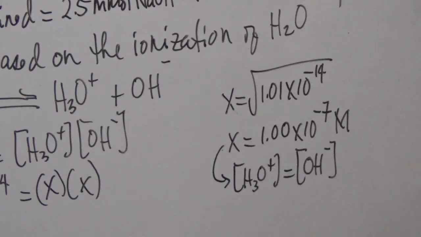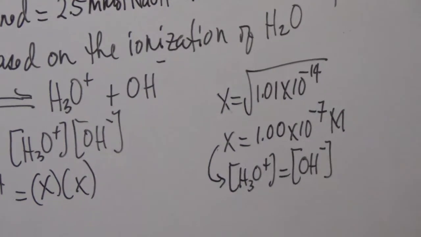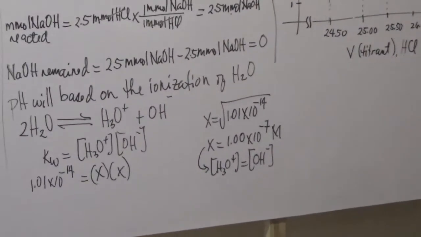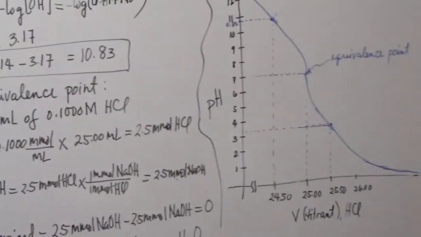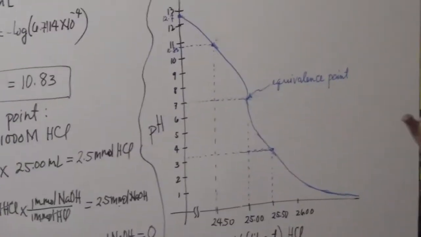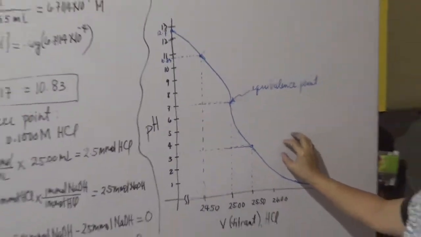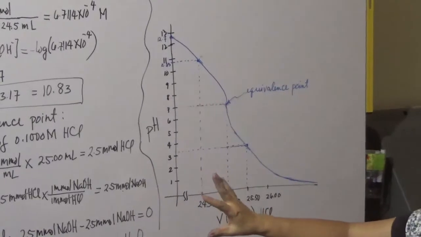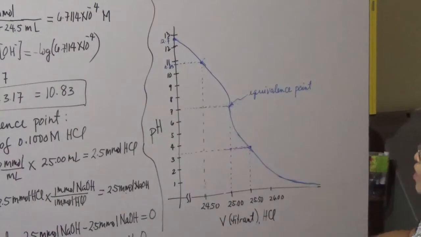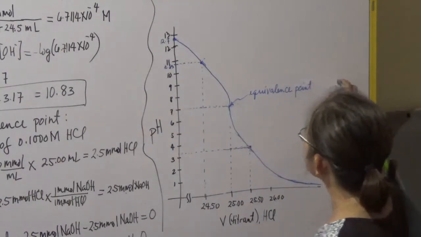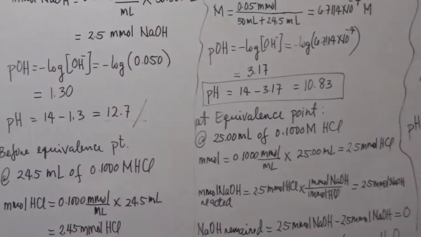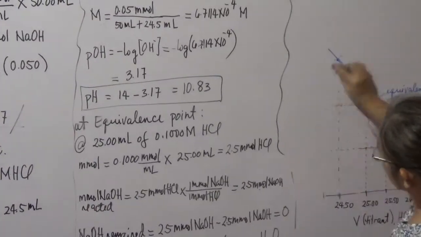I have no more space. What will I do? I'm going to clean the board. So this is actually the titration curve for this problem. So maybe I'll just redraw this one. So I'll just erase this one.